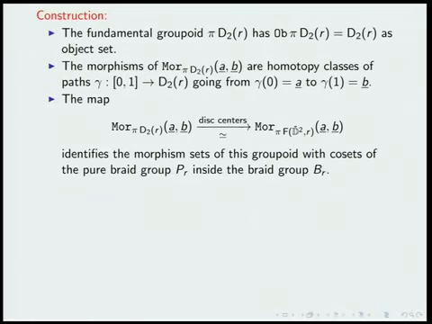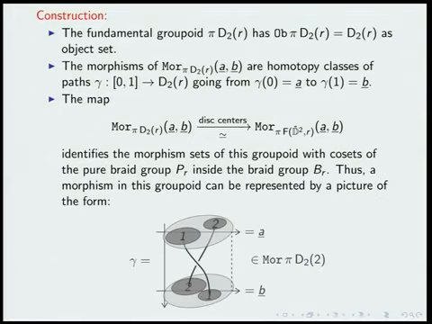And in the little 2D space, this equivalence between D2R and the configuration space implies that you have a bijection between the homotopy classes of paths in D2R and homotopy classes of paths in the configuration space. Okay, and this bijection implies that the morphism sets are identified. So you can identify this object. It's not exactly PR, but you can identify it with the coset of PR inside the whole braid group.